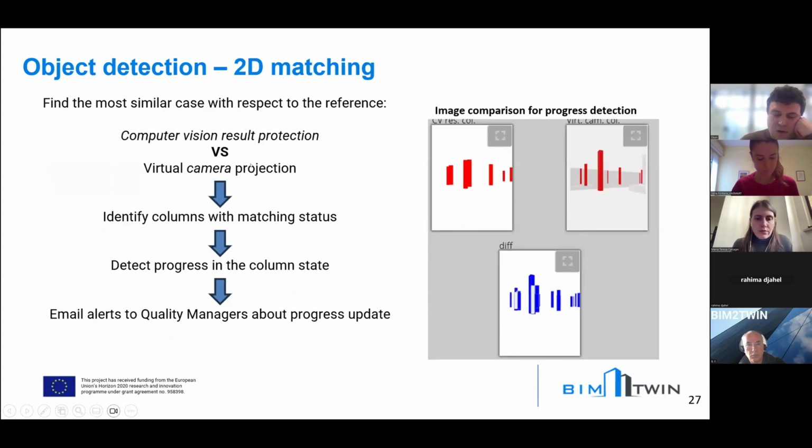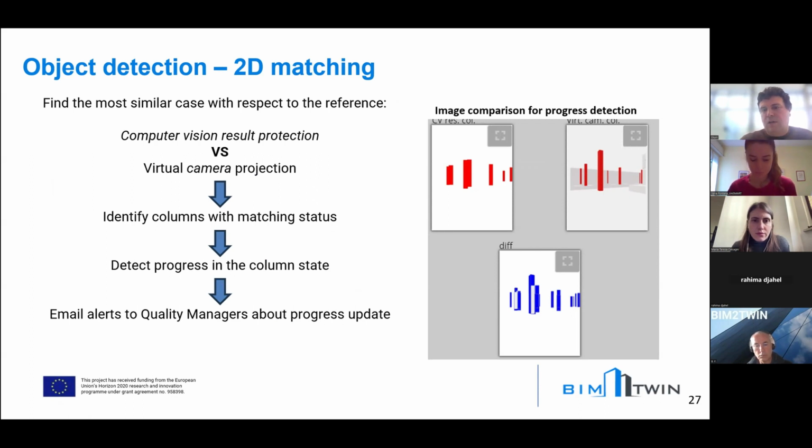And how do we match the best result? We use the computer vision result as a reference, and with the bounding box data, we make a mask which we compare with the projection of the virtual camera at each position. So we try to find the match between the columns, and we have a predetermined threshold of 60% or above to define if the result is correct or not.